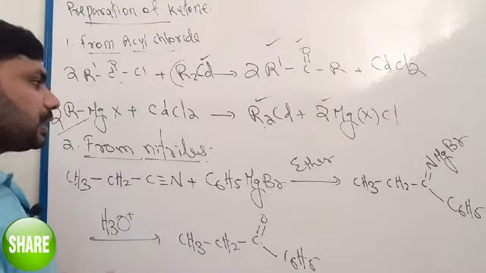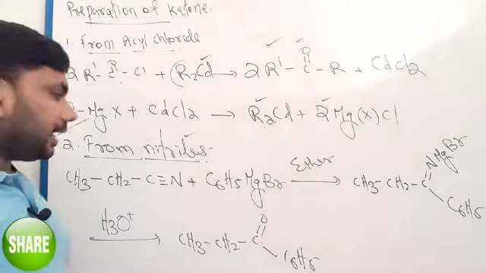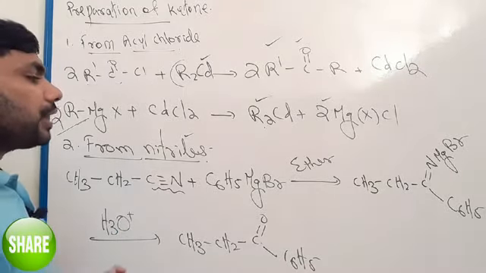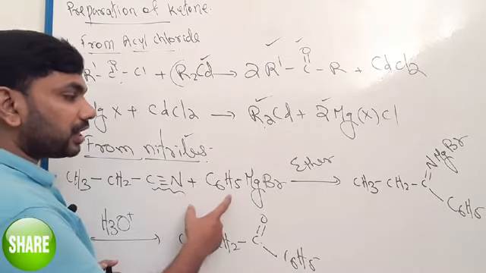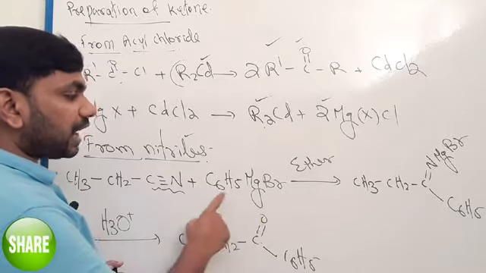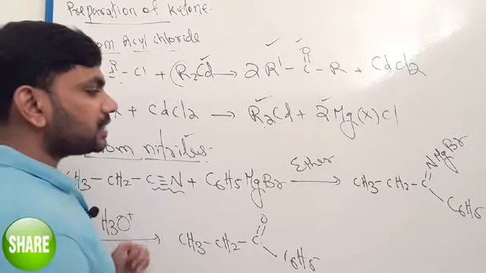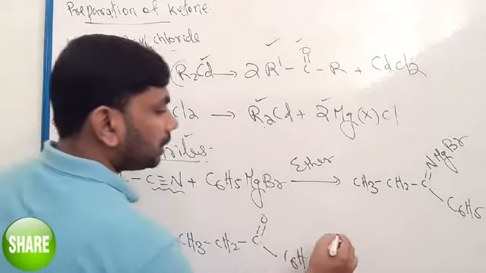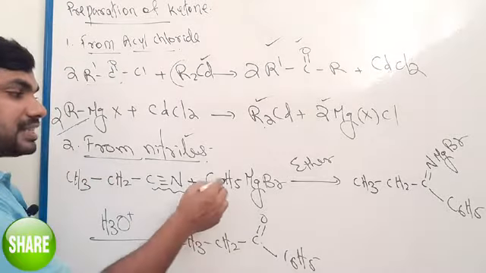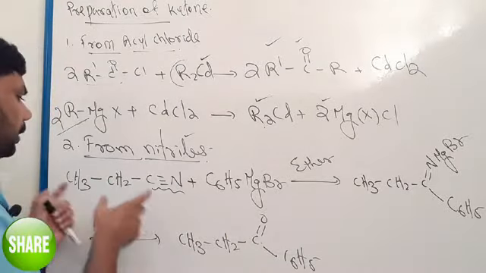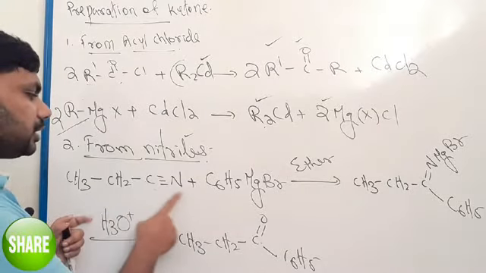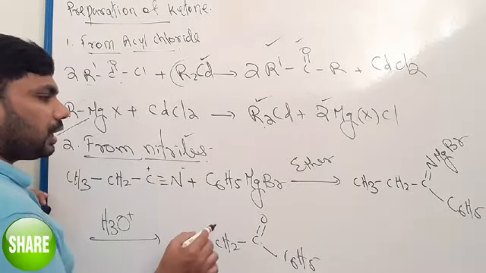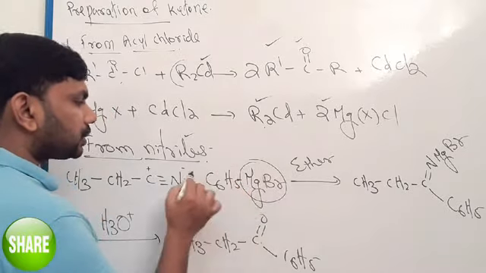Second method of preparation of ketone is from nitrile. RCN, that is nitrile. We already discussed nitrile compounds. Nitrile compound reacted with Grignard reagent, again RMgX. This is aromatic, this is benzene ring, C6H5MgBr. Also this is Grignard reagent. Here R is C6H5. So here CH3CH2CN, this is nitrile. Here this is positive charge and this is negative charge, and here MgBr will attack.